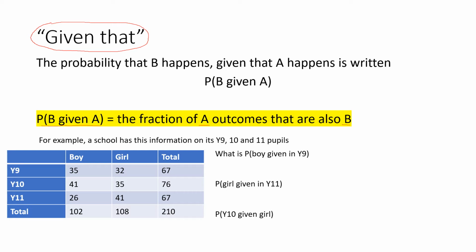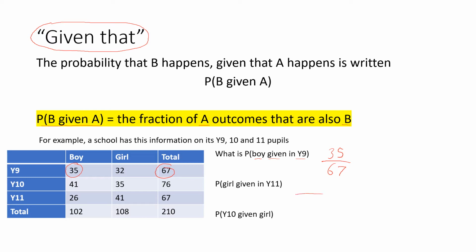This is the information for a school in terms of gender and year breakdown. We want to know the probability that someone is a boy given that they're in year 9. That means we want to just look at the year 9s, and there are 67 year 9s, so the bottom of our probability is going to be 67. That's our fraction of A outcomes. What's the probability that they are a boy, given that they are in year 9? Well, that's these 35 boys here, so it's 35 out of 67. That's the fraction of A outcomes, 67, that are also in B, 35.